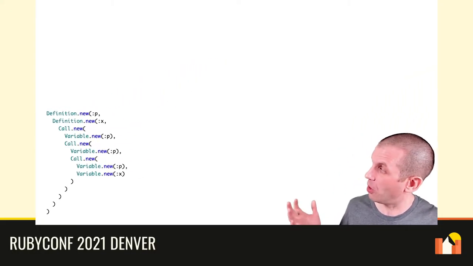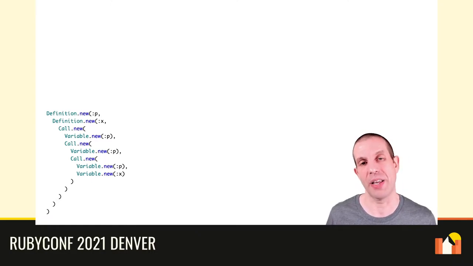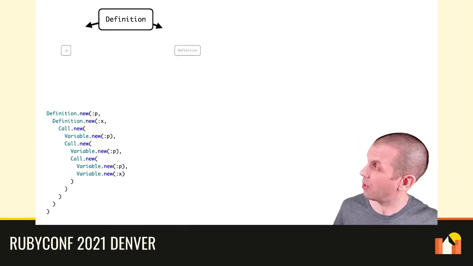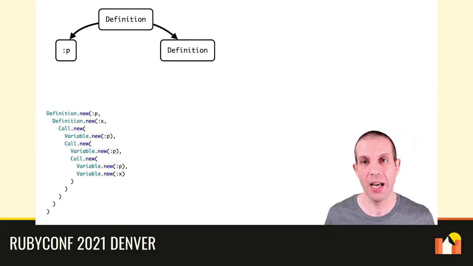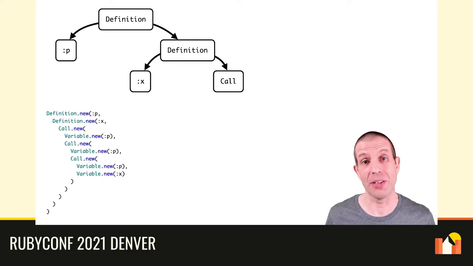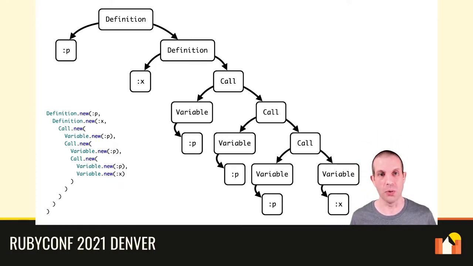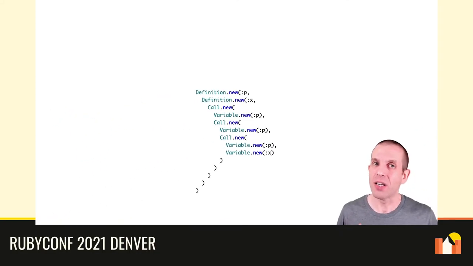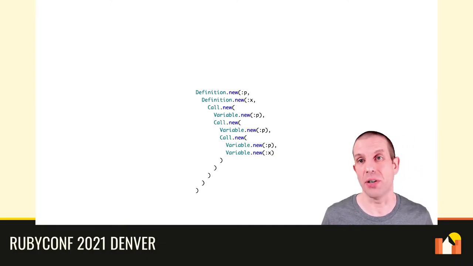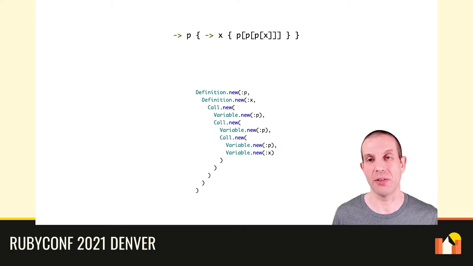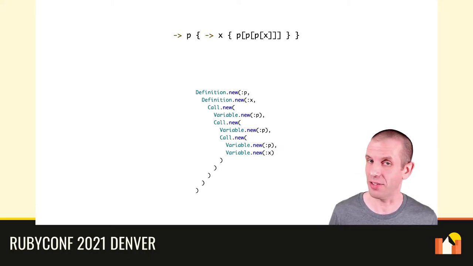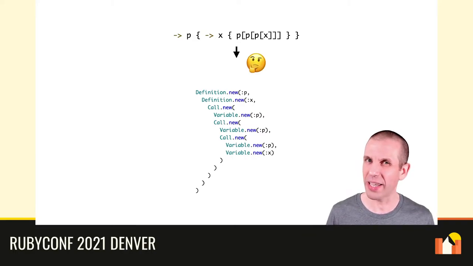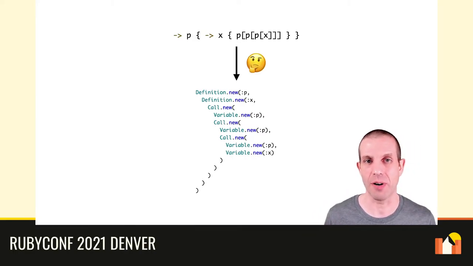Now, if we look at the shape of this 3 object, it's really a tree structure. There's a top-level definition, and within that we have a parameter name and another definition, and then within that we have another parameter name and a call, then inside that there are some nested calls and variables. We usually call this kind of structure an abstract syntax tree, so this is the abstract syntax tree of the proc encoding of the number 3. Okay. Representing these encoded values as trees is not difficult, but if we already have one of these encoded values as a Ruby proc object in memory, like the number 3 or FizzBuzz or whatever, how can we convert it into our abstract syntax tree representation?